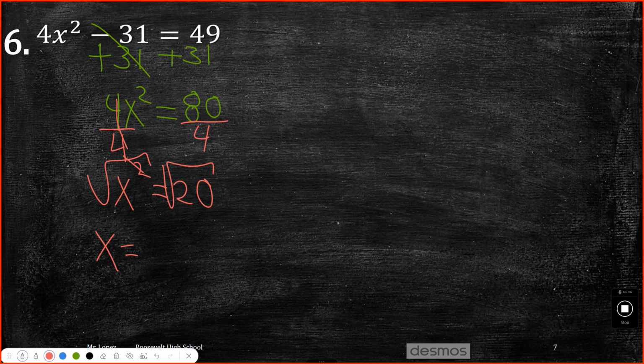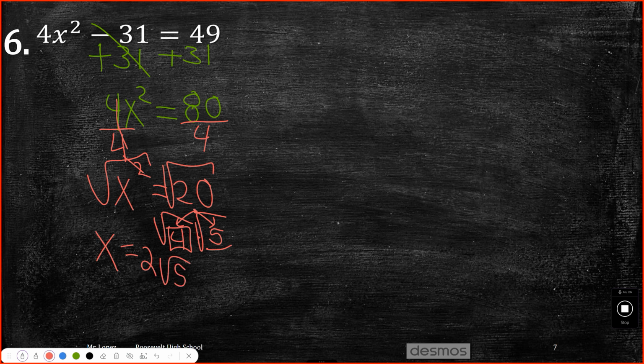So now, what are two numbers that multiply to equal 20, where one of those numbers is a perfect square number? Say it first. What is this perfect square number multiplied by some other number to equal 20? Isn't it 4 times 5 is 20? Yes? This is going to become the square root of 4 times the square root of 5. What's the square root of 4? 2. The square root of 5 is the answer.